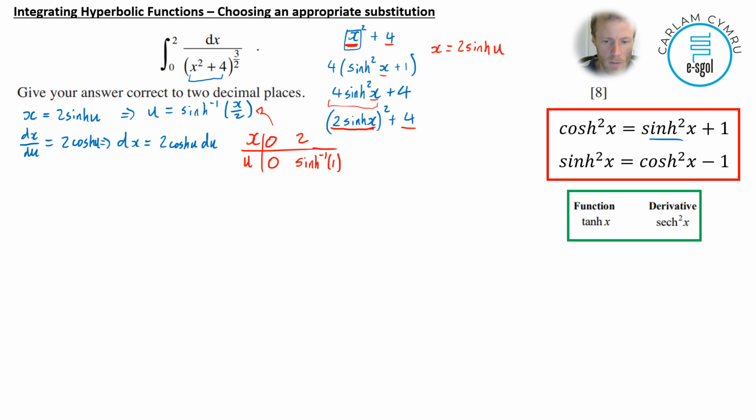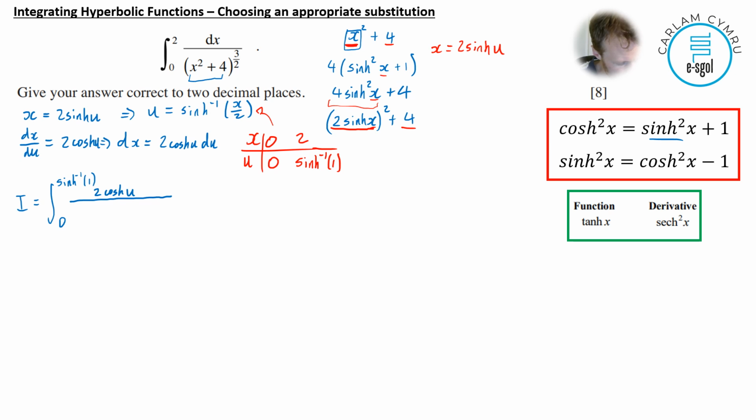Okay, so those are my limits. I think I've got all the bits that I need to do my substitution. So let's write this down. Our integral is looking like this. Integrate between the inverse sine of 1 and 0. The dx bit on the top is going to become 2 cos u du. I'll write the du at the end.